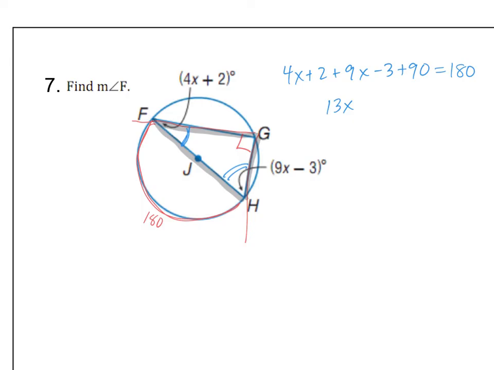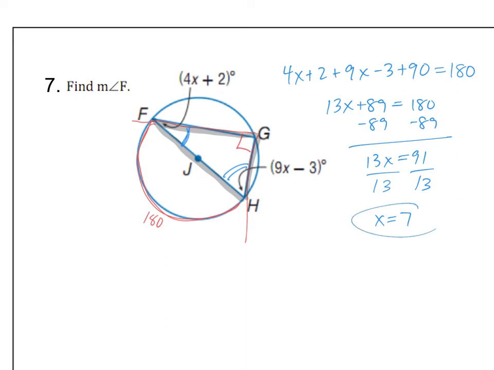And I think if you combine all the numbers, we get 89. Subtract your 89. You get 13x equals 91. And surprisingly, I think this might be a nice number. You should get 7. Is that our final answer?